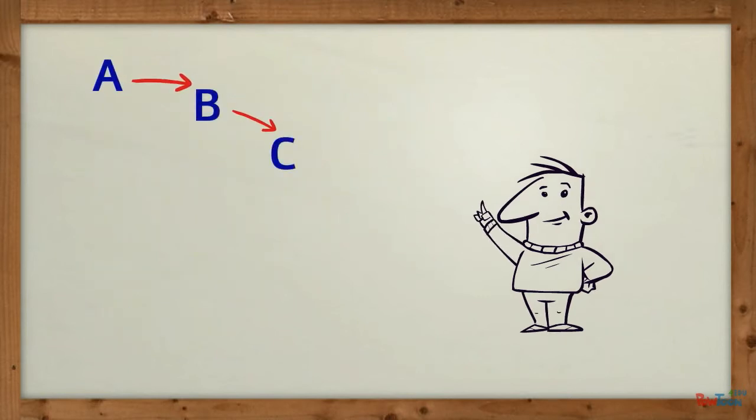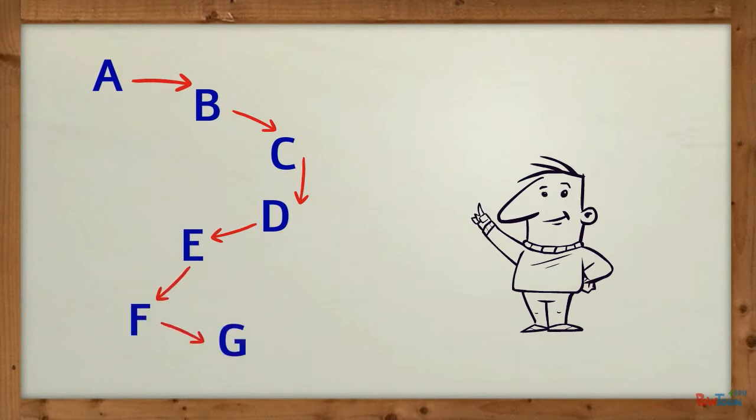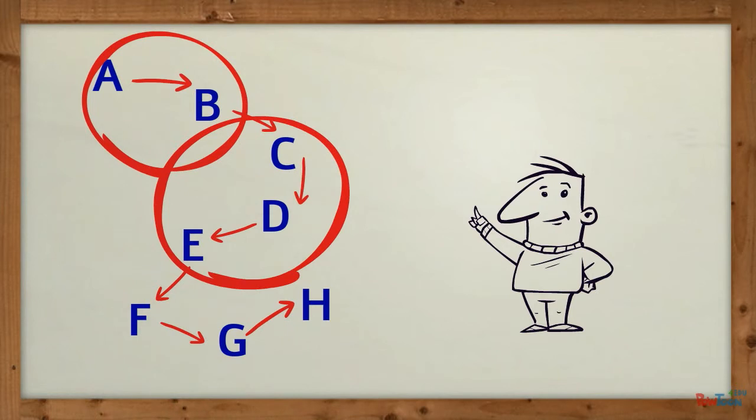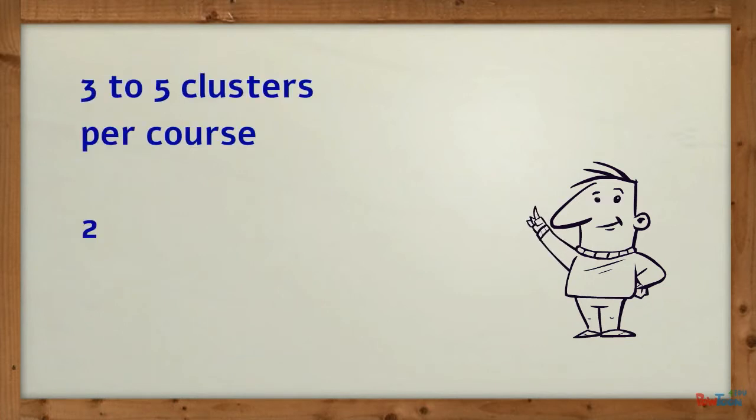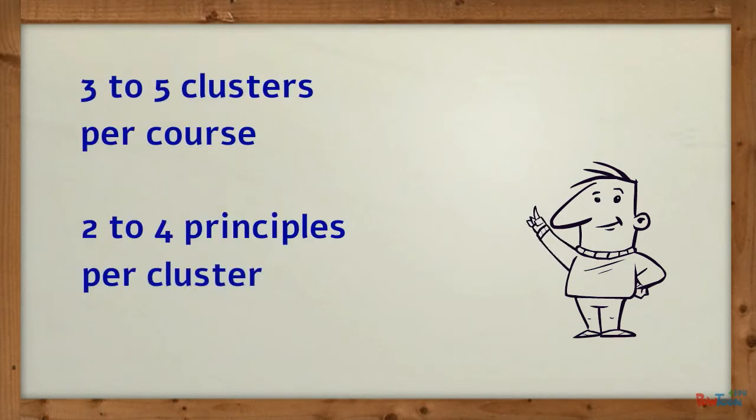Now that you have your sequence looking logical and complete, you need to chunk the sequence of principles into clusters that have common themes or ideas. A good number of clusters in a course is about 3 to 5, with about 2 to 4 principles in each cluster. If you have too many clusters, consider combining them.